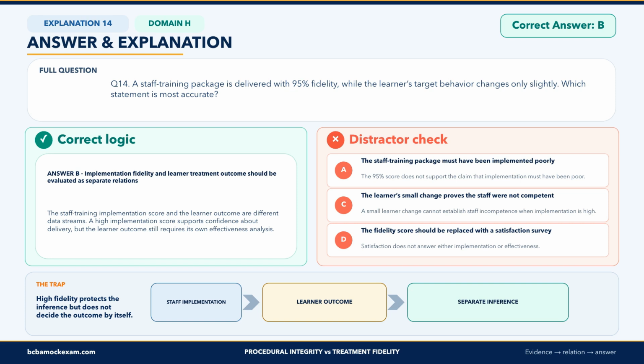A. The 95% score does not support the claim that implementation must have been poor. C. A small learner change cannot establish staff incompetence when implementation is high. D. Satisfaction does not answer either implementation or effectiveness. Do not turn an implementation score into an outcome conclusion. Analyze each relation with its own evidence.